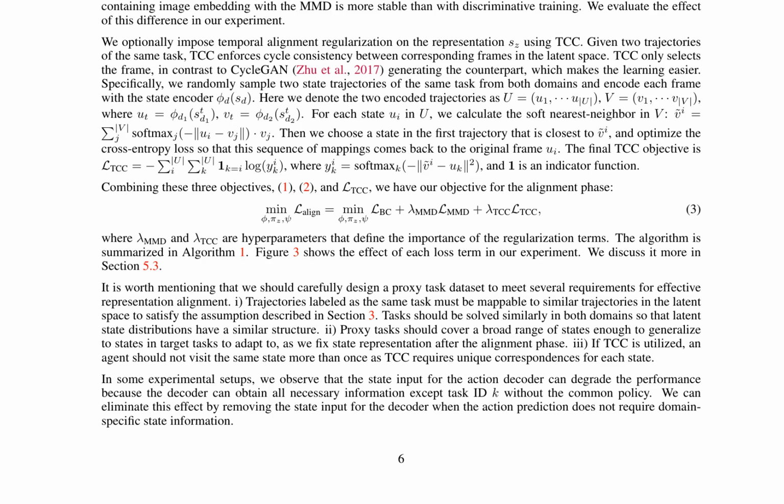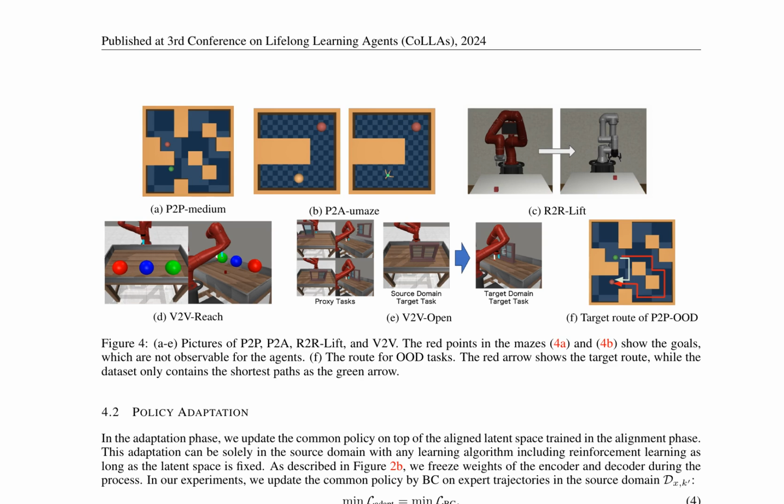In conclusion, this paper introduces a new method for aligning state representations across different domains and tasks, leveraging multi-domain BC with MMD and TCC losses. This approach has potential applications in various areas such as robotics, autonomous driving, and healthcare, where domain adaptation is crucial for achieving robust performance. The research focuses on lifelong learning agents, specifically on policy adaptation and alignment across different domains.